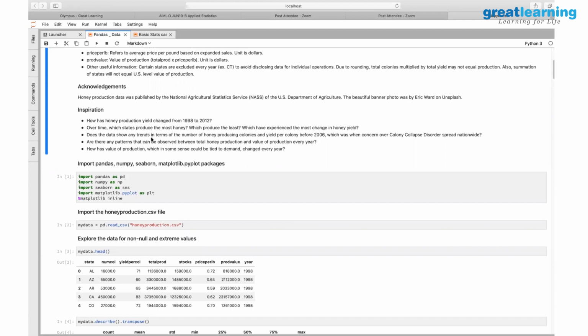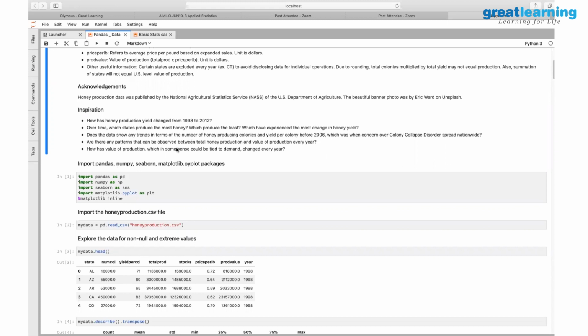So then, does the data show any trends in terms of the number of honey producing colonies before 2006, which was when the concern over colony collapse disorder spread? So basically there was a natural calamity, whatever you call it. The colony collapse disorder happened, because of which the honey producing bee colonies started going down, and that had an impact in 2006. So what is the difference between pre-2006 and post-2006?